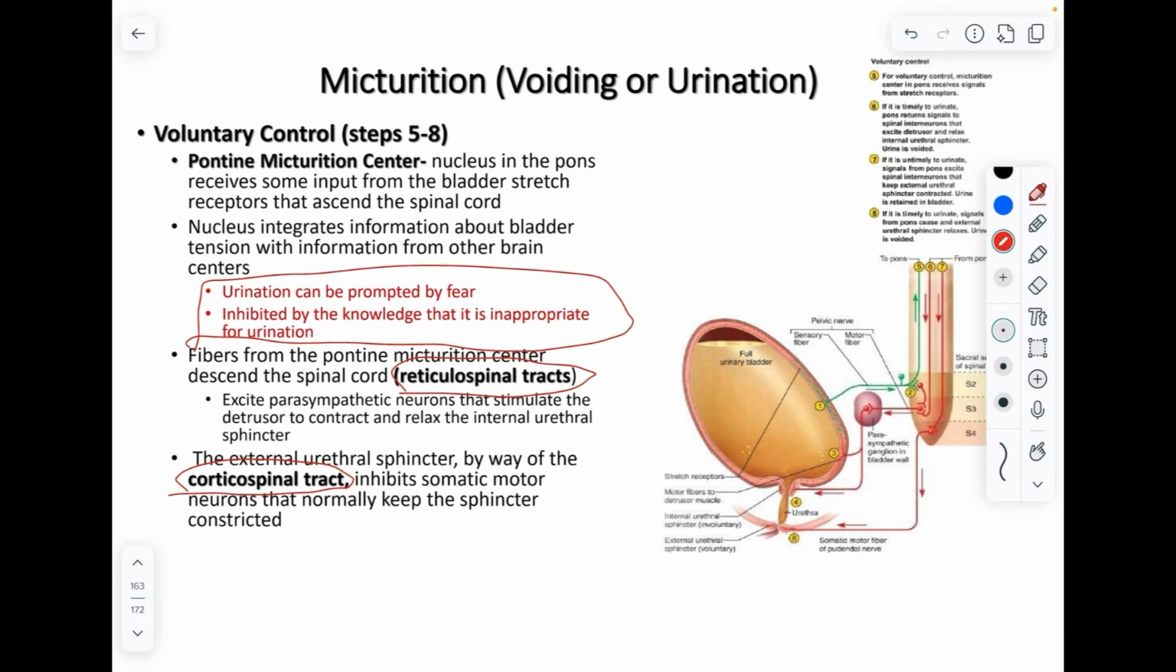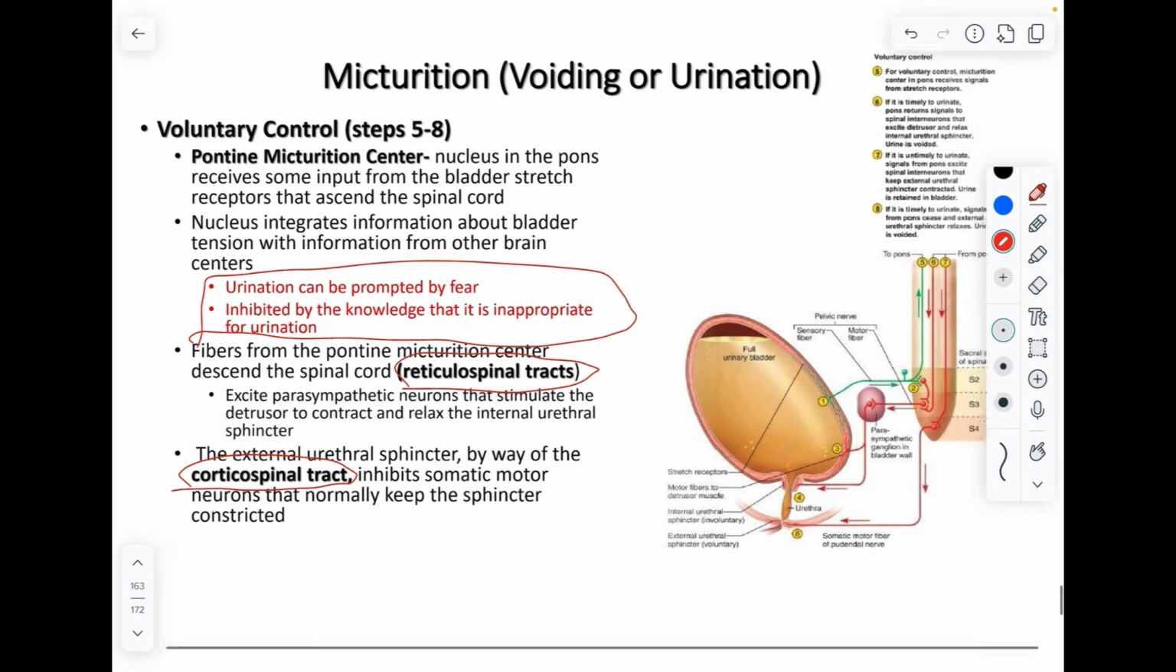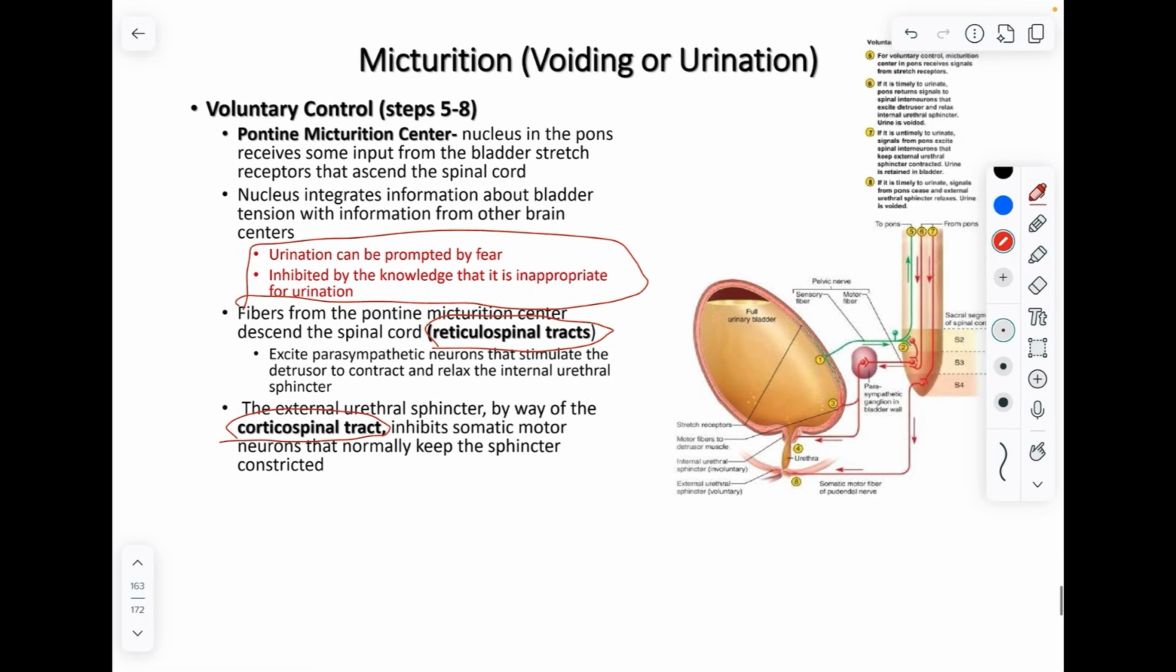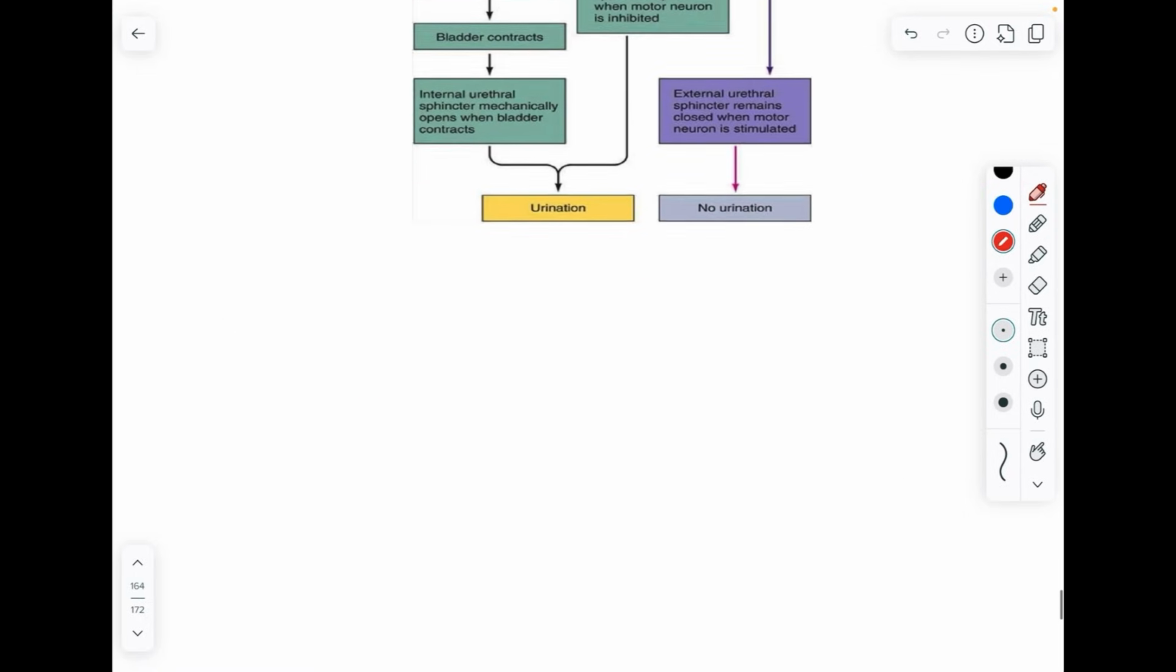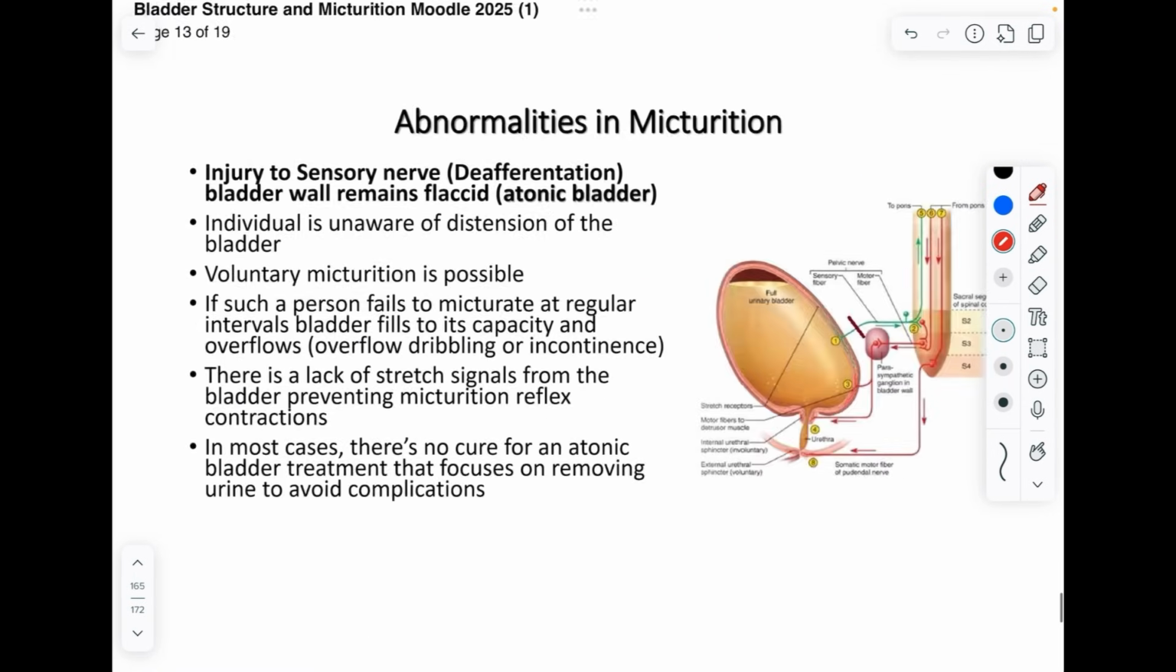We all know that. Someone beats themselves, as they say, okay? And it's inhibited by the knowledge that it's inappropriate for urination. So, for example, if you are in the middle of a class, you cannot just urinate, okay? And this is why it's inhibited then. And please remember the tracts also. Dr. Abdelrahman, I think he mentioned them. I don't think he will ask about it, but keep it in mind.